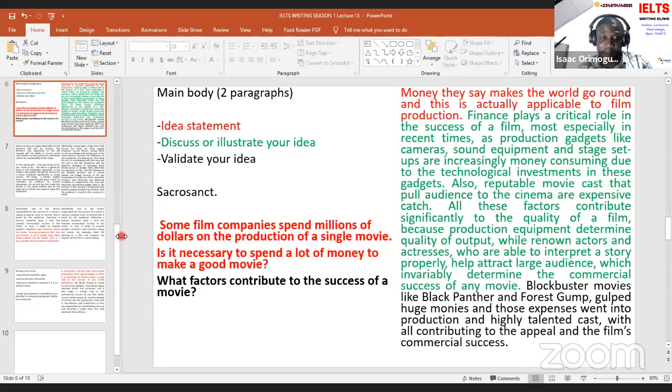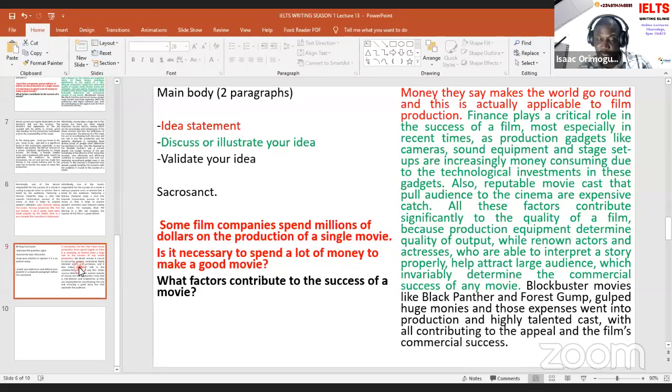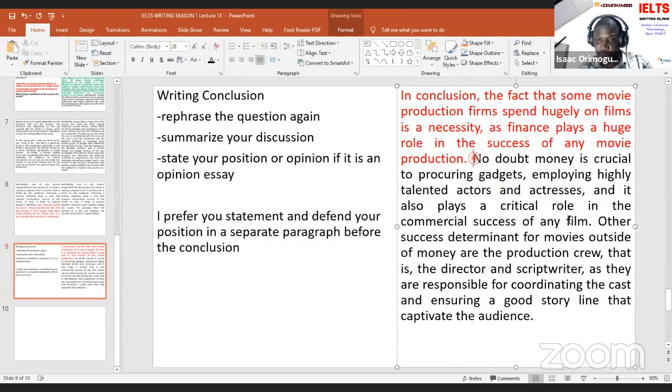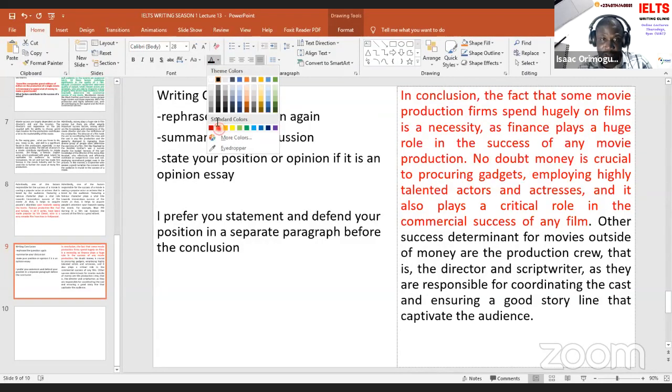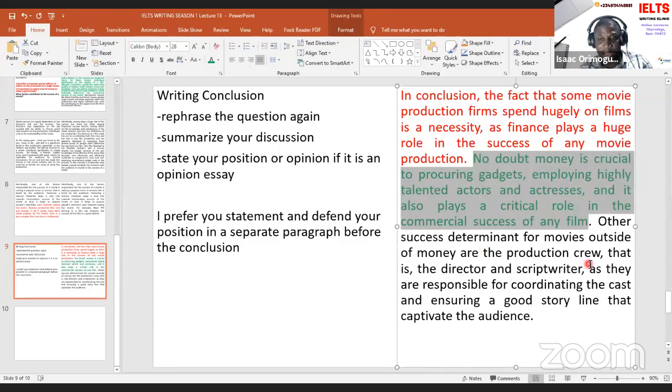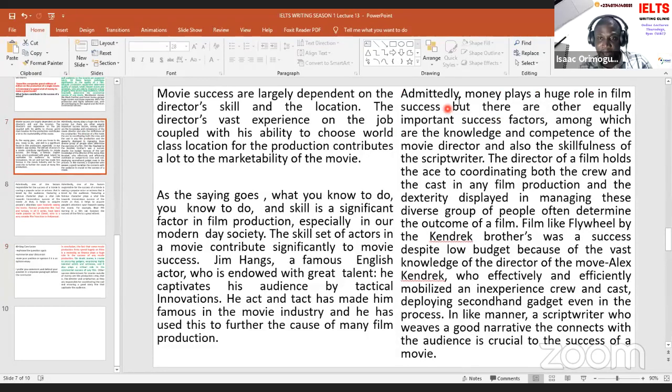You can see that what I just wrote in the first statement here was a summary of my first paragraph. Sorry, let me color code it in something else. Let me use green. You can see, and the second aspect was a summary of also my second paragraph. Admittedly, money plays a huge role in film success, but there are other equally important success factors, among which are the knowledge and competence of the movie director and also the skillfulness of the script writer. Okay, you can see that that was what I discussed here.